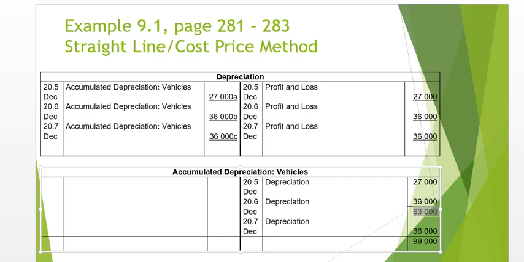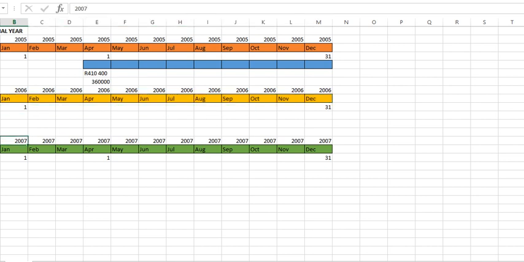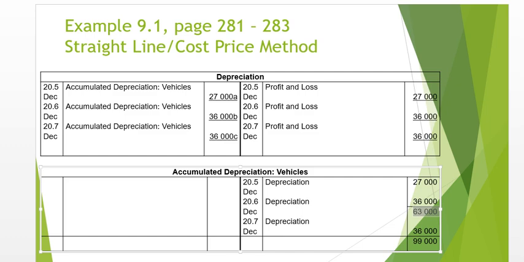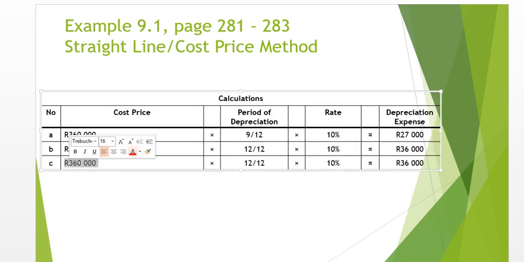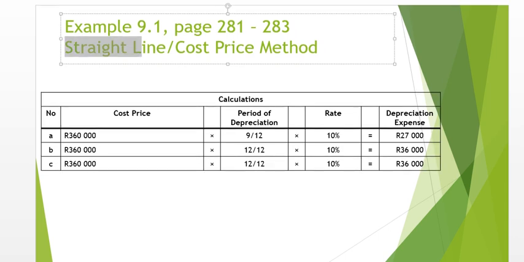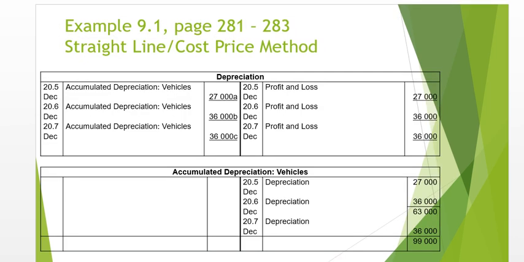Okay, and finally, if we have a look at our 2007 financial year, during our 2007 financial year, we held this vehicle for a full 12 out of 12 months, so we will depreciate this vehicle for 12 out of 12 months. So we're just going to say again, our cost price of 360,000 Rand, multiply by 12, divide by 12, and then multiply by 10%. So the depreciation, according to the straight line method, for the 2007 financial year will be 36,000 Rand.